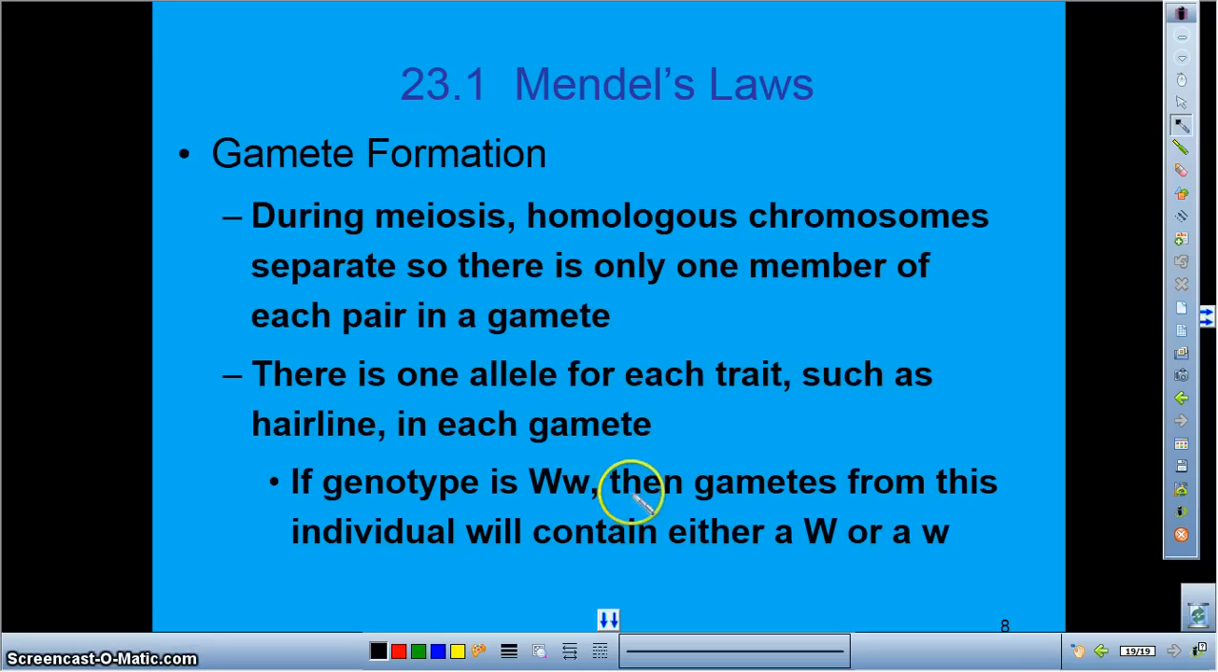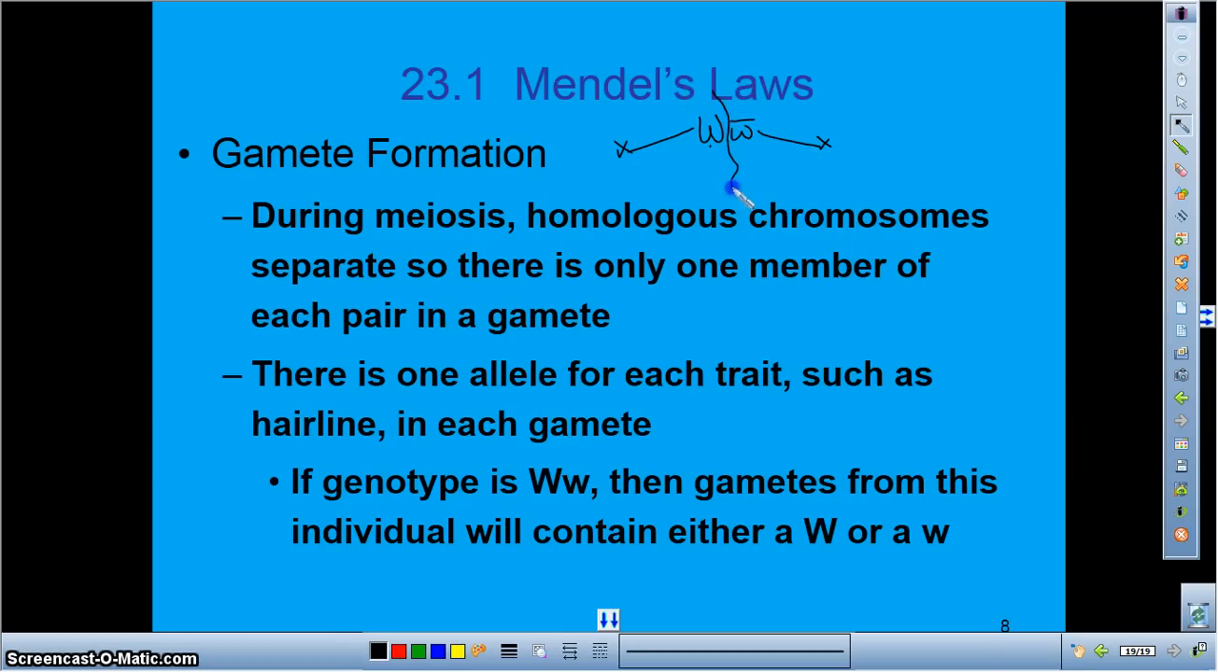All right, let's talk about gamete formation. During meiosis, homologous chromosomes separate, so there's only one member of each pair in a gamete. If you remember from going over the process of meiosis, let's say that dad has a chromosome that has a big W on one and a little w on the other. When that goes through meiosis, you're going to end up with one big W in one cell, because it's going to be pulled over here, and the other, which is the little w in this case, in the other cell.